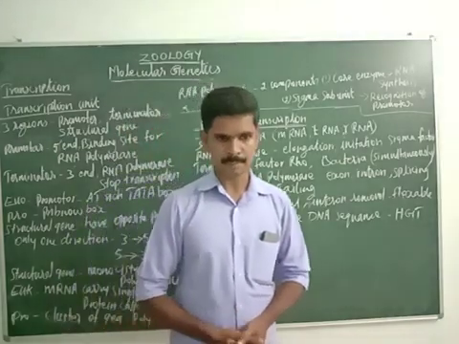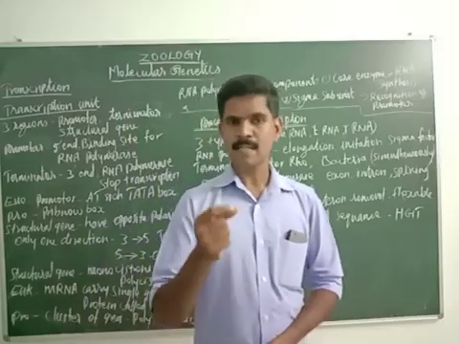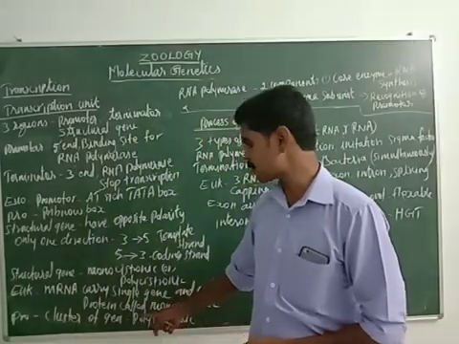Understood? Then, in eukaryotic organisms, the monocistronic structure. I already told you there are 2 types of structural genes.